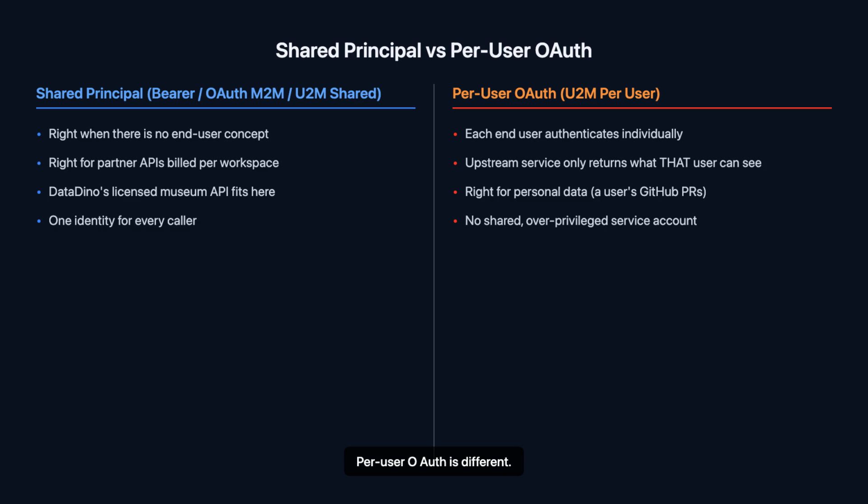Per user OAuth is different. Each end user of the agent authenticates individually, and the upstream service only returns what that specific person is allowed to see. Use it for personal data, a user's own GitHub pull requests, their own SharePoint files, so you avoid a shared, overprivileged service account. The decision rule is simple. If the scenario describes personal, per user data, shared principal is the wrong answer.